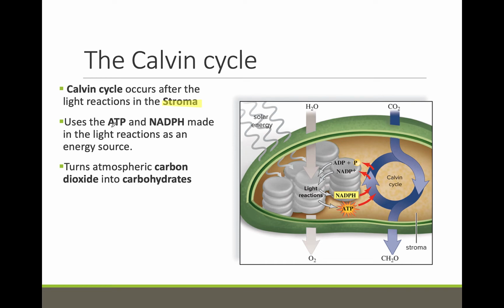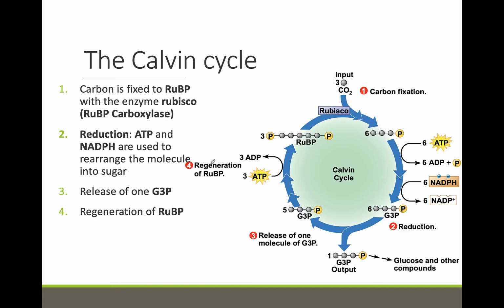The energy molecules are ATP and NADPH. The purpose of the Calvin cycle is to take the carbon dioxide in the atmosphere and turn it into carbohydrates. These are the ultimate energy storage for the plant and for other animals that eat the plant. The Calvin cycle occurs in a series of phases that complete a cycle.